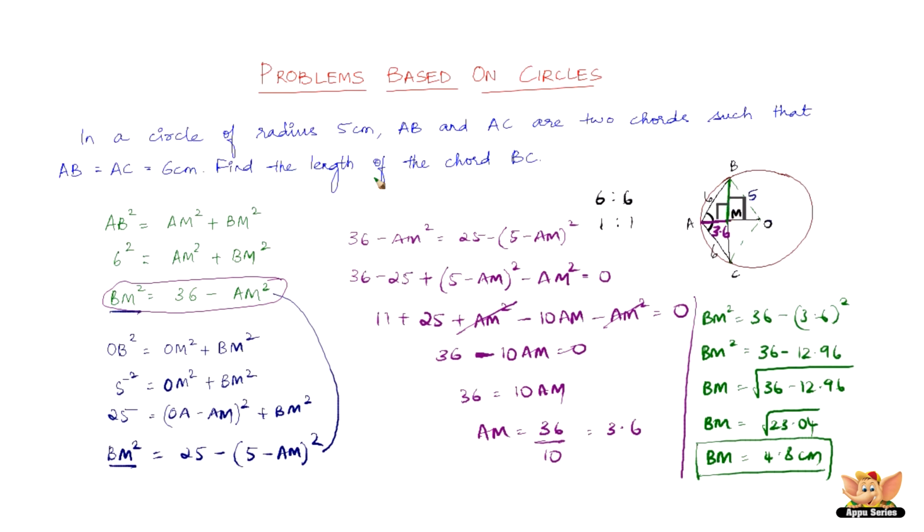The question here is, we need to find the length of the chord BC. So we have BC here. If BM is 4.8, we know BC is twice BM. So therefore, BC will be equal to 2 into 4.8, which is nothing but 9.6 centimeters. So this completes the problem.